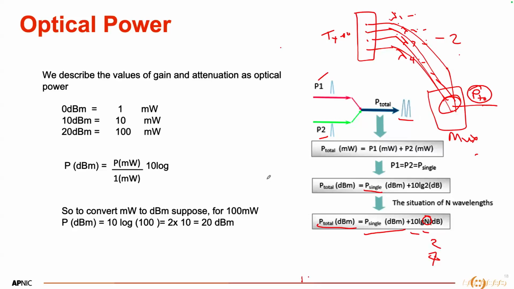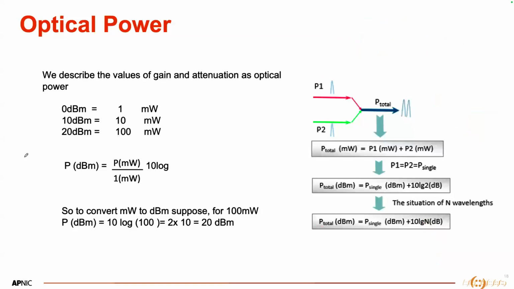So I hope you guys could see the annotation. So that's the optical power for lambdas or wavelengths in DWDM.